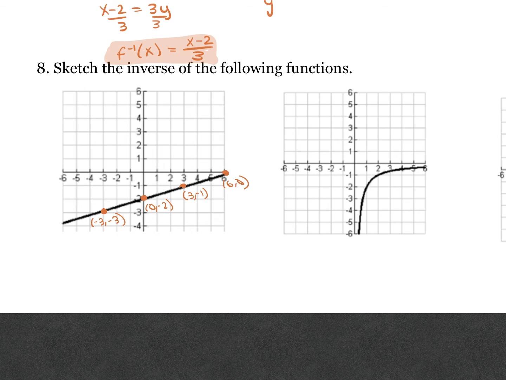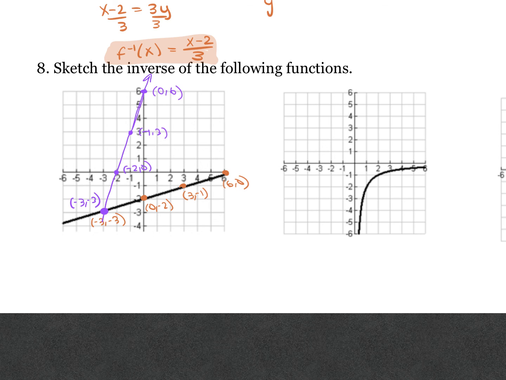then we just talked about an inverse just means you flip x and y. So if I flip -3, -3, it's still -3, -3. If I flip 0, -2, that would be -2, 0. We'd have -1, 3. And then we'd have 0, 6. And then that's your inverse right there.